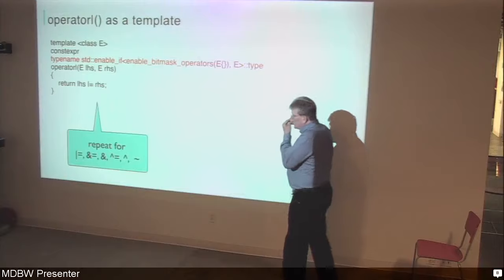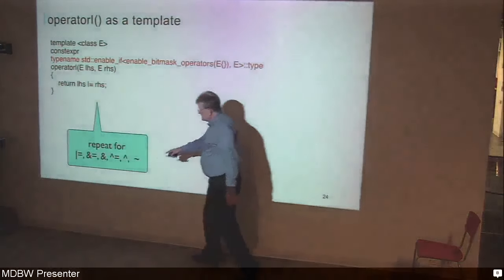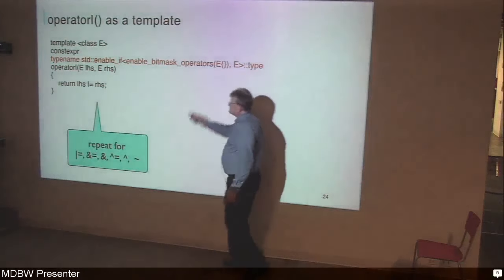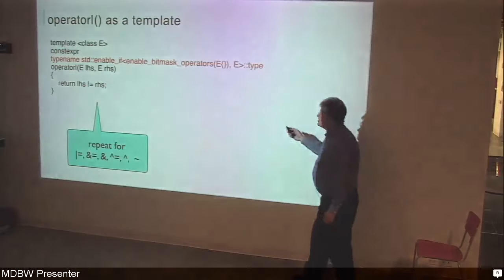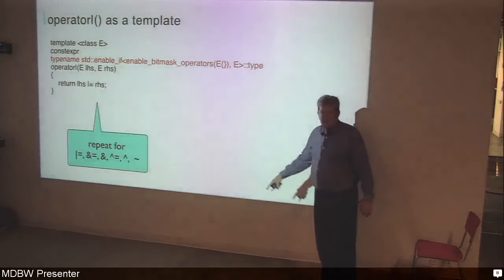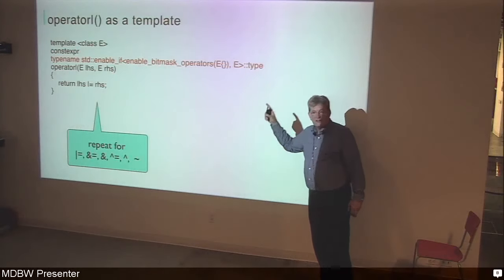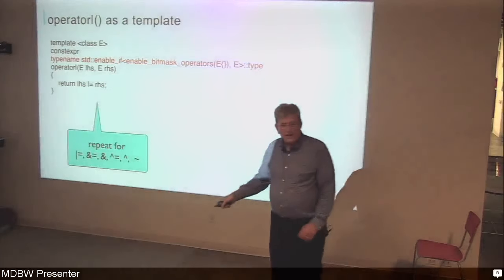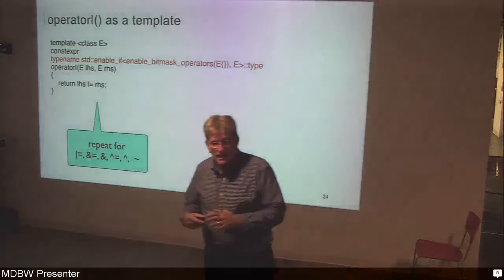All right, and then we have to repeat this again for all these different operators. We have to have 7 of these. But of course, we do this only once, right? We create this library of functions only once and can apply them to any enums we want to be bitmaskable.